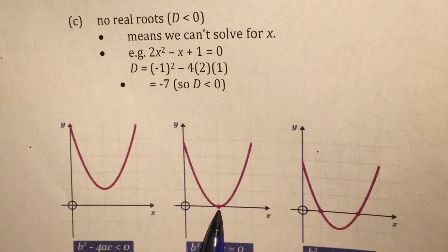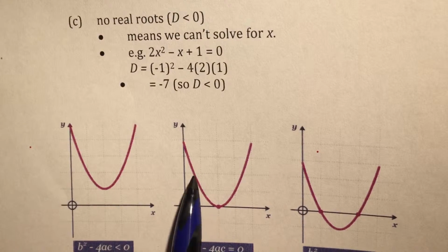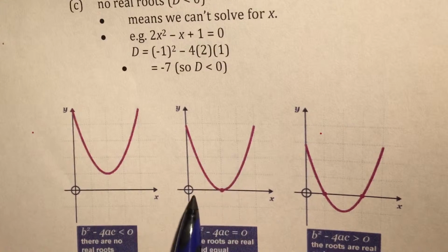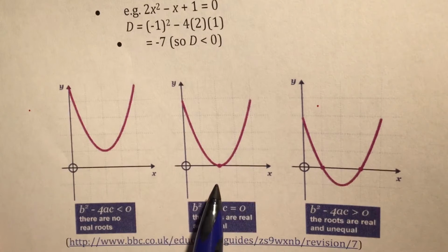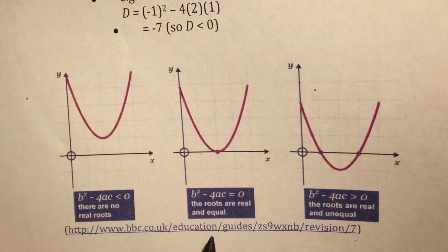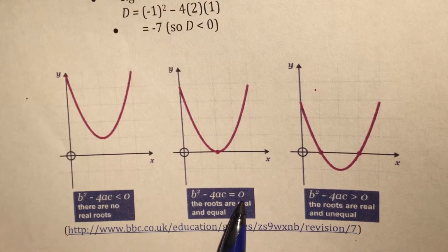So you could have actually touched x equals 1 at this particular point here. It is kind of like the curve is resting on the x-axis at one point. Alright, so this is what we mean by the roots are real and equal. Okay, so your discriminant is equal to 0.